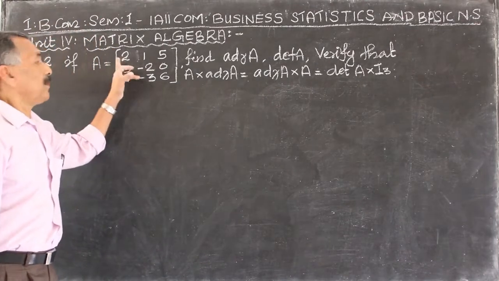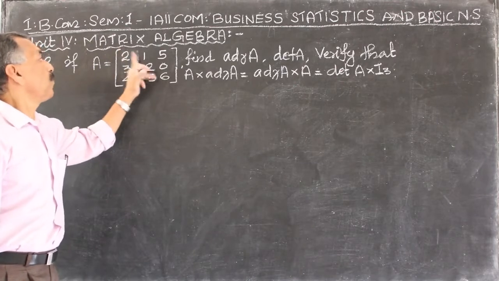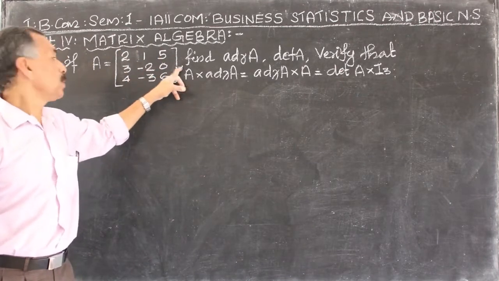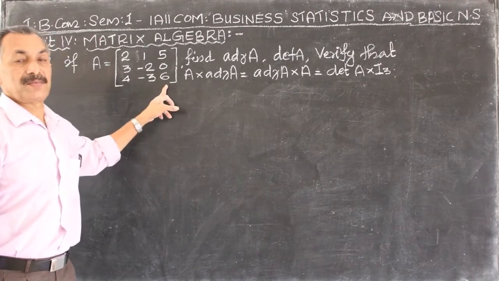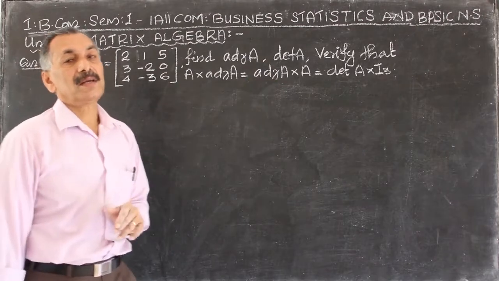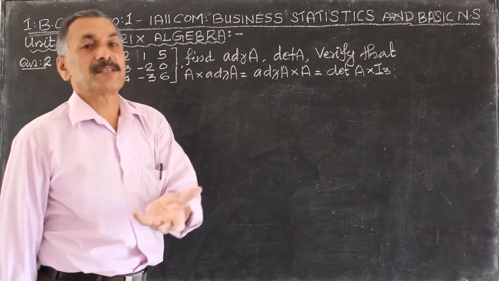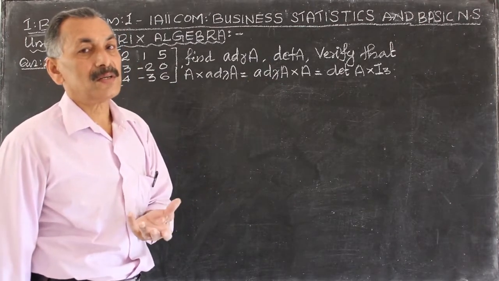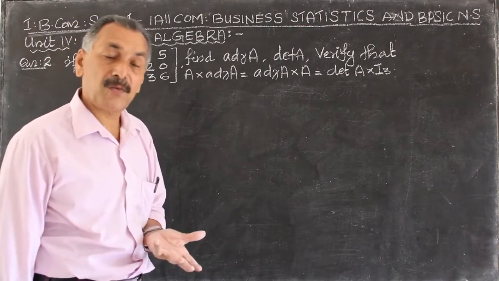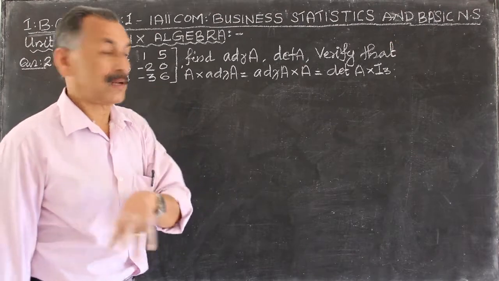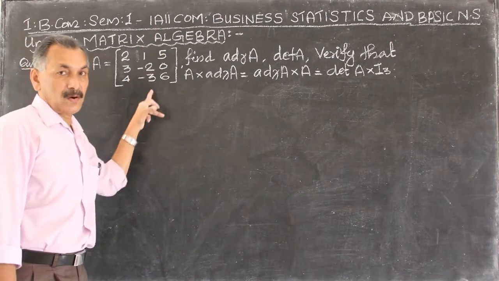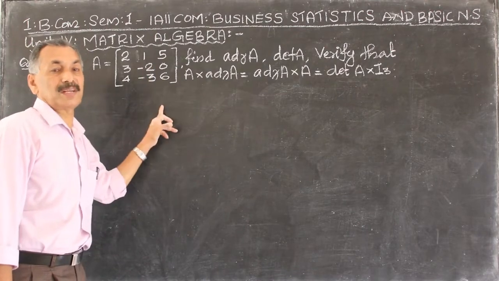Homework problem. If capital A is the matrix 2, 1, 5 in the first row, 3, minus 2, 0 in the second row, 4, minus 3, 6 in the third row, find its adjoint. What is adjoint? The transpose of the cofactor matrix. What do you mean by cofactor matrix? The matrix representing the cofactors of the various elements. Then what do you mean by cofactor? Signed minor. Like cofactor of 2, cofactor of 1, cofactor of 5. The cofactors of every element of this matrix.